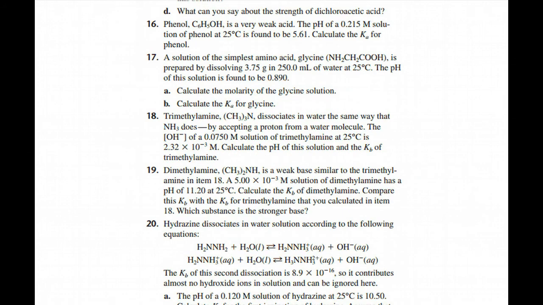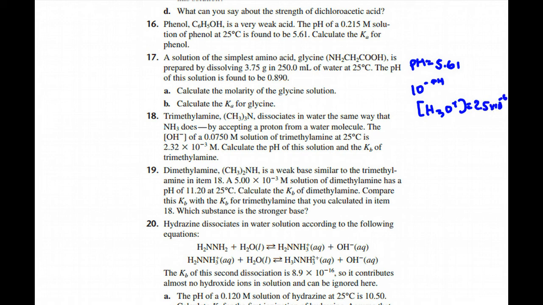So number 16, phenol is a very weak acid. pH is equal to 5.61, and the molarity of a phenol solution is that. Calculate the Ka. So pH is equal to 5.61. So 10 to the power of negative pH gives you the hydronium concentration, which should be equal to 2.5 times 10 to the power of negative 6.